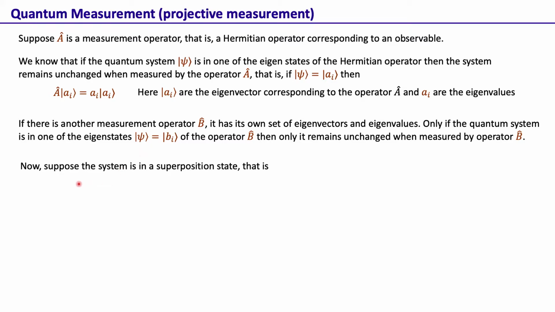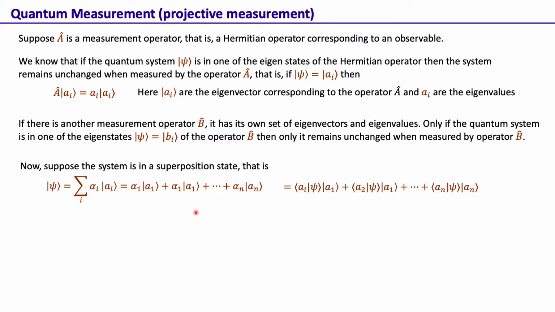But now let's say in general the system is in a superposition state, for example, if we write this state in terms of the eigenkets of the measurement operator A. So we can write it like this, that psi is the sum over a_i, where the coefficients are alpha_i. So that's the superposition state. We can also write it like this, where we write these alphas as <a_i|psi>. So that's the projection of psi onto these eigenkets. This should be a_1.